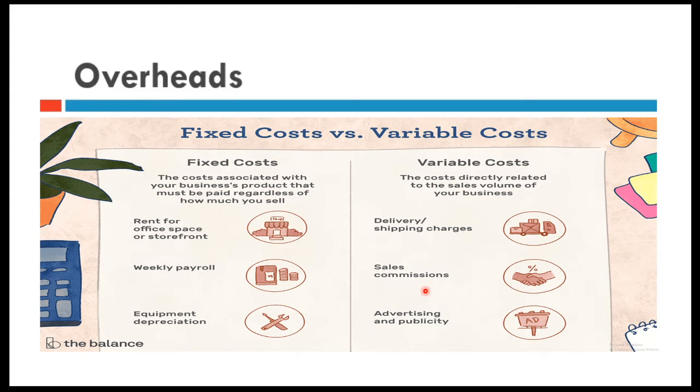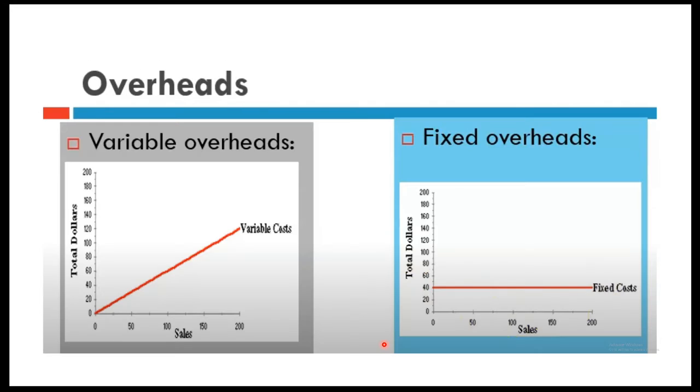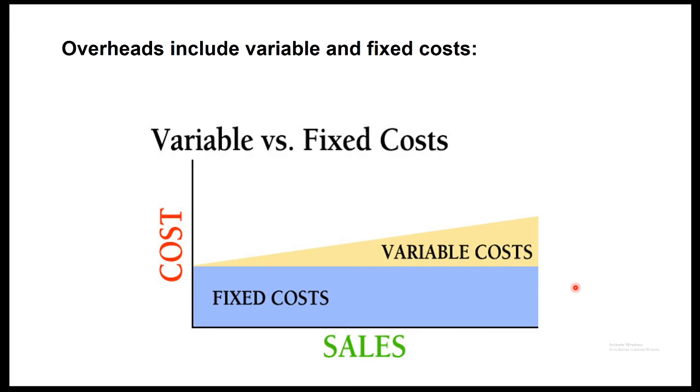Look at this one. Variable, remember it changes, is a new example: advertising and publicity. If you had to look at it practically, this is what it would look like. Variables change depending on the output. So here you can see the higher the sales amount, the higher the variable cost. On this side, you see it's a straight line. So fixed, it stays the same. That is why it's a straight line. And if you combine the two, this would be your total overhead costs.